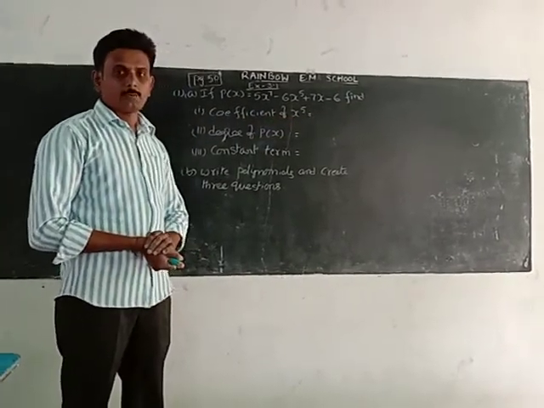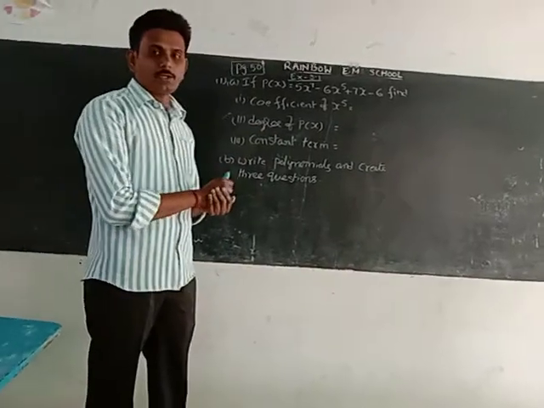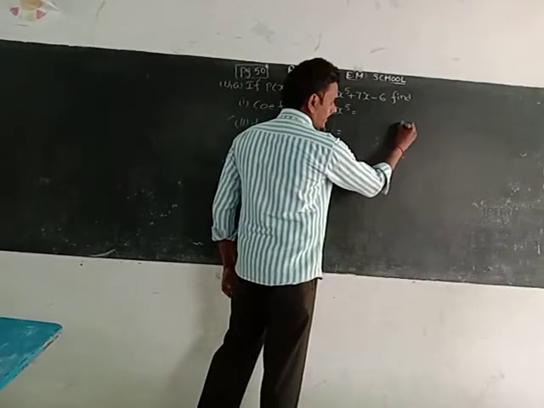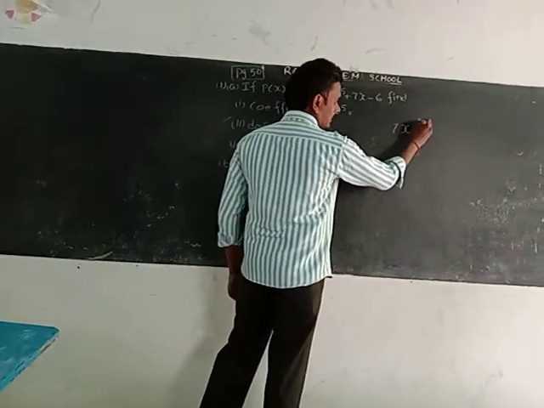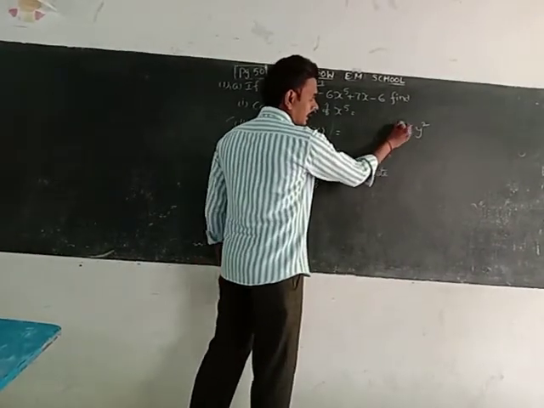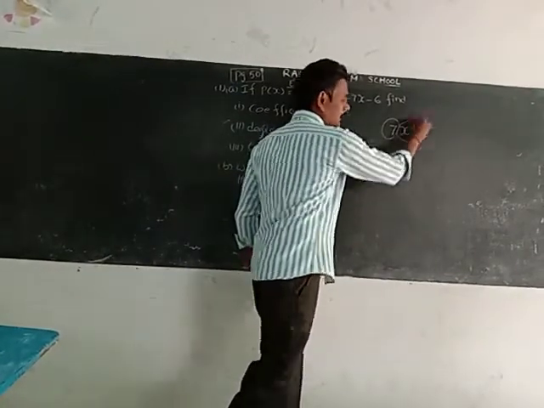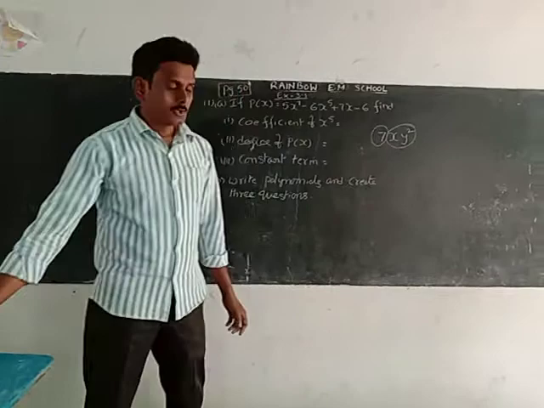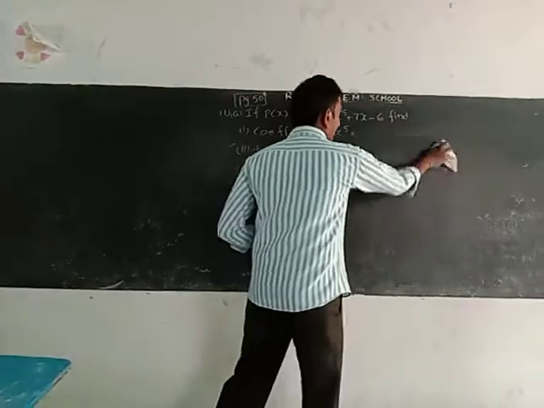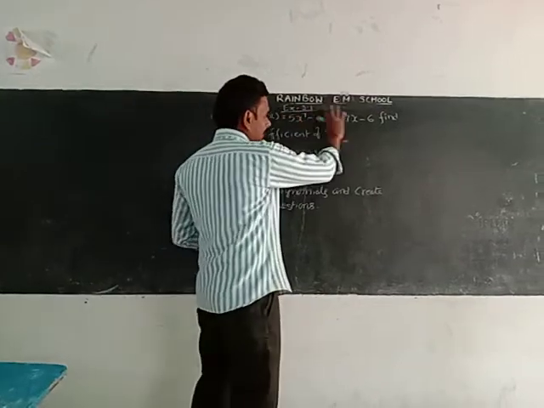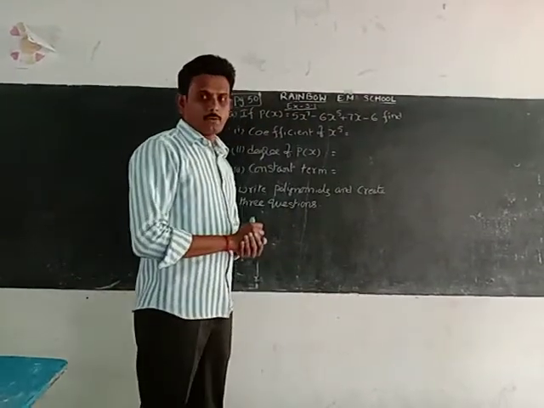Coefficient of x power 5 means the part before the variable is called the coefficient part. Whenever you take any term, for example 7xy squared, here 7 is called the numerical coefficient and the other two are called literal coefficients. What is the question here? Coefficient of x power 5. We have to identify in these terms the x power 5 term.